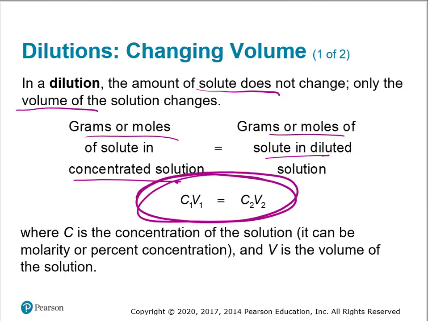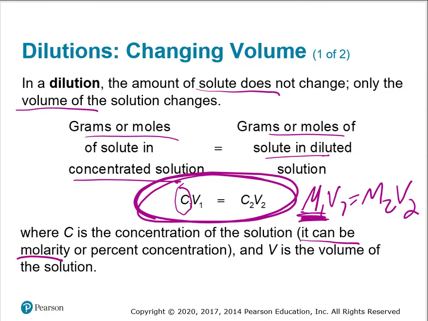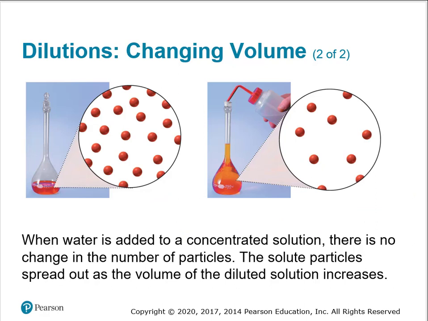And we can use an expression called C1V1 equals C2V2, or you might see it M1V1 equals M2V2. It's the same thing. M means the molarity, and the molarity is the concentration. So C is standing for the concentration. M is also concentration. And see, it even says here, it can be molarity or percent concentration. And V is the volume of the solution. When we change the volume, there's no change in the number of particles. The solute particles just spread out because the volume of the diluted solution increases.